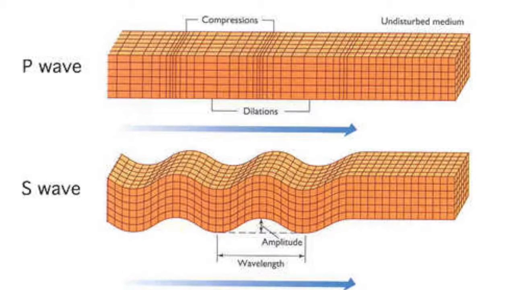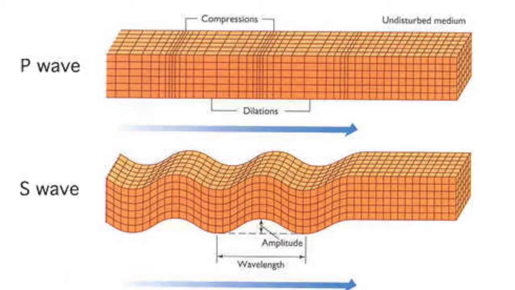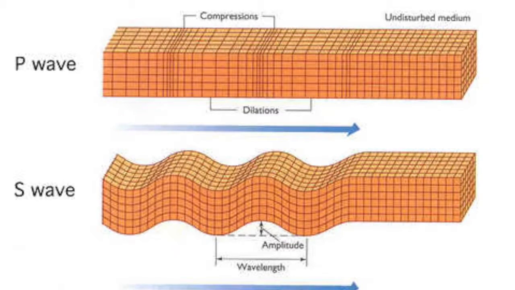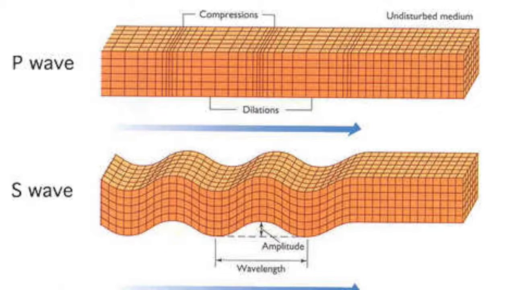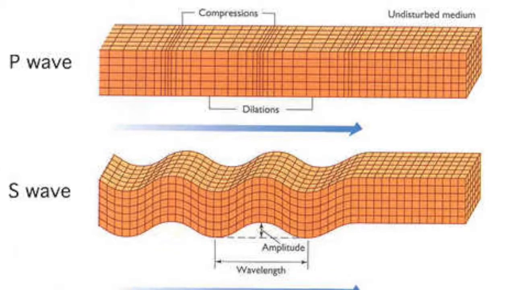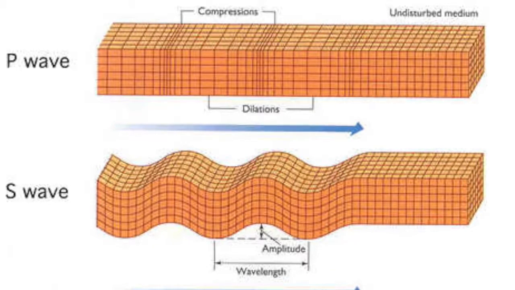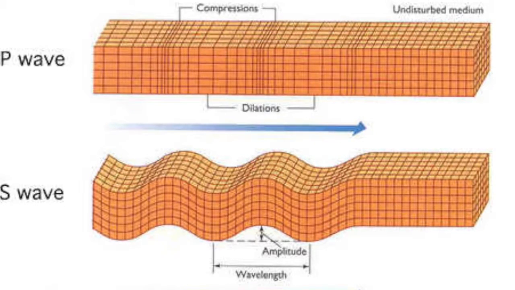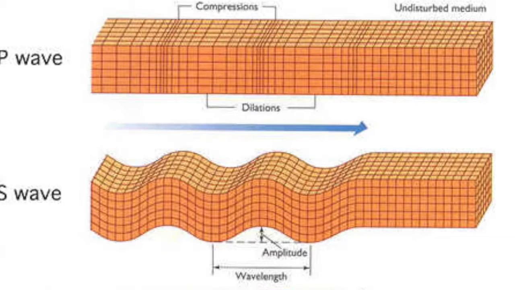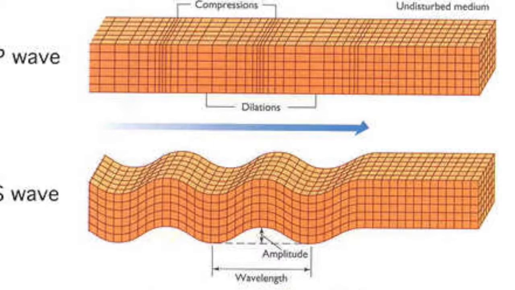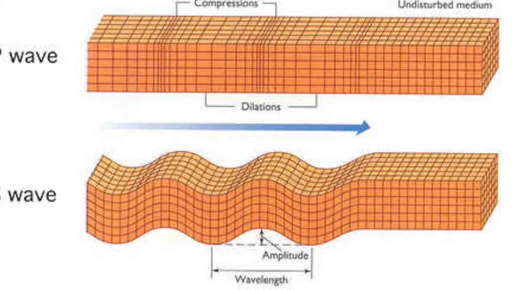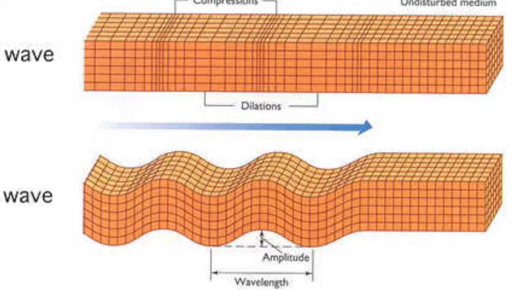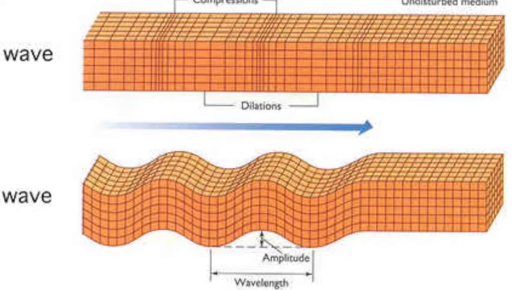The two main types of waves are body waves and surface waves. The S waves and P waves are the two types of body waves. P waves, also known as primary waves or compression waves, are the fastest type of body wave, and the first waves detected. S waves, also known as secondary waves or shear waves, are the slowest type of body wave and can travel only through solids, unlike P waves, which can travel through liquids and gases as well.